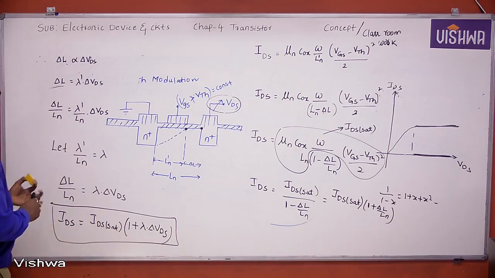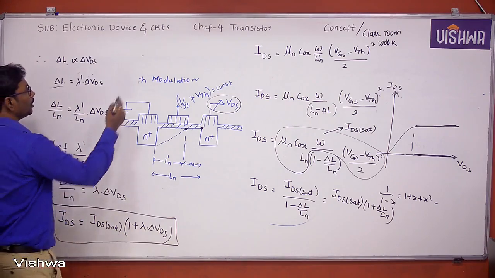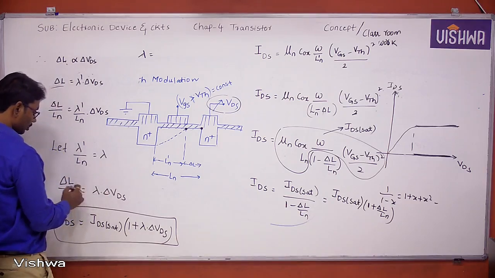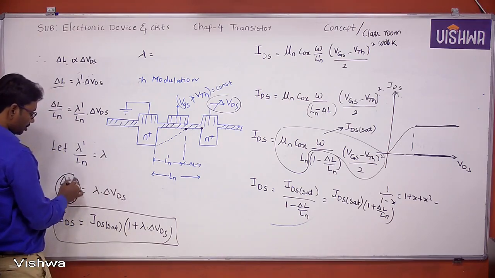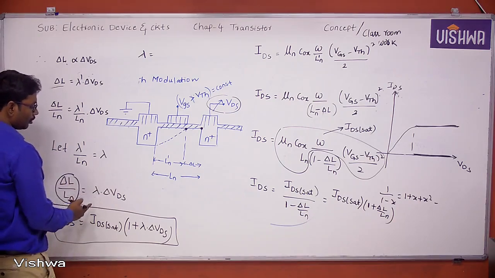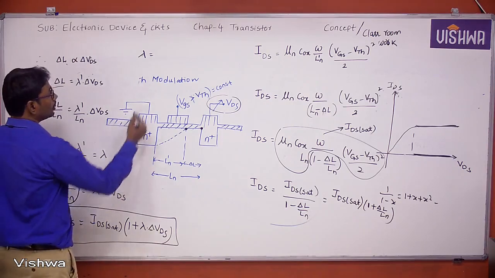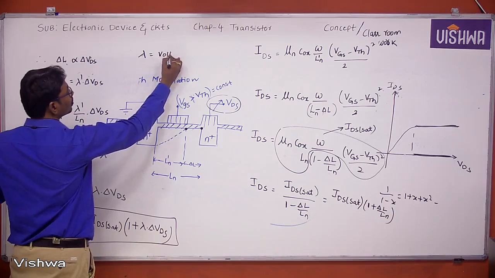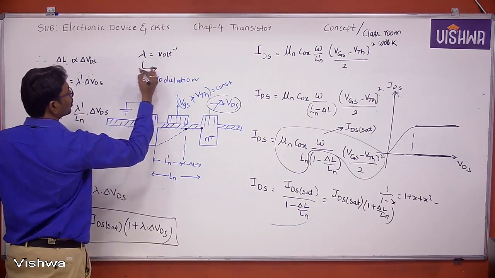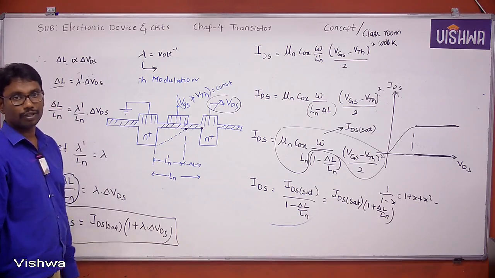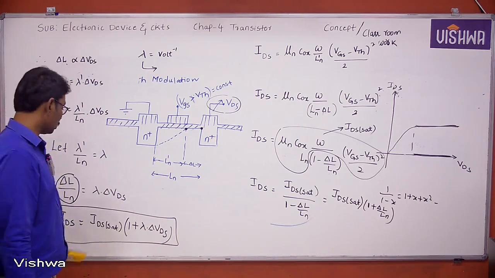Yeah. Now I can also define units of lambda here. You know what are the units of lambda? See from this equation, see all of you, what are the units of delta L by Ln? Unitless ratio. See delta L is in meter, Ln also meter, so unitless. Then what are the units here? So lambda, what is the units actually? Volt inverse. What is lambda here? This lambda is nothing but modulation coefficient.